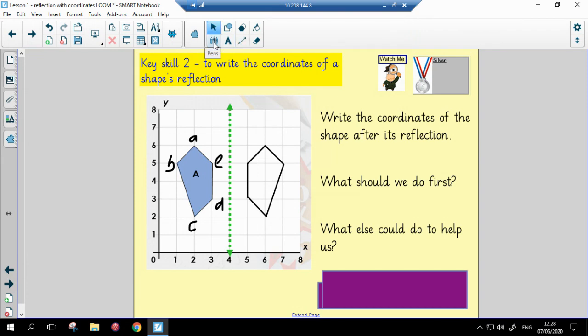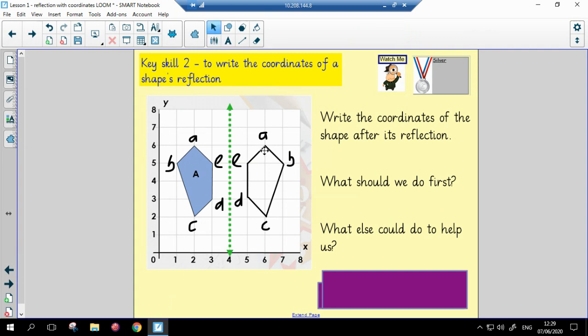And now I'm going to label each of these points exactly as they are shown on here. A, B will be here, C is at the lowest point, D is near to the mirror line, and E is here. Now I'll be able to find all of the coordinates of the reflected shape.